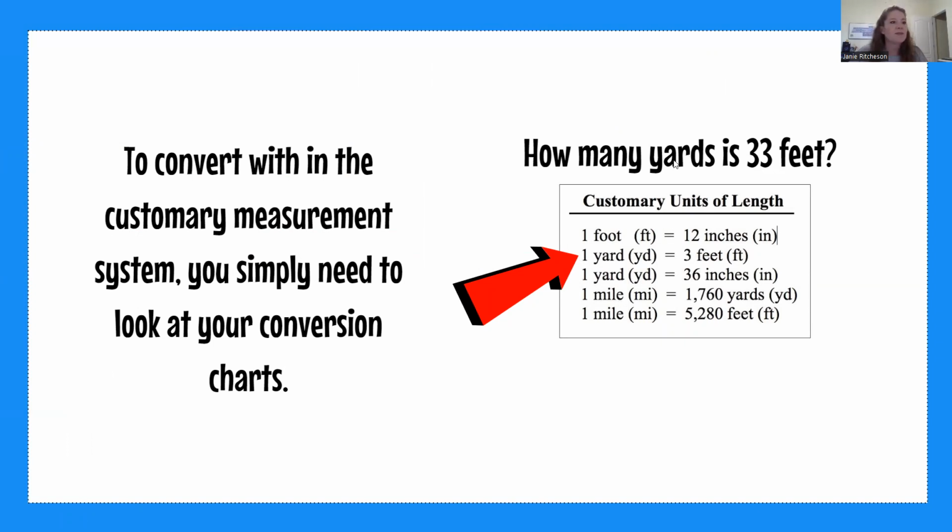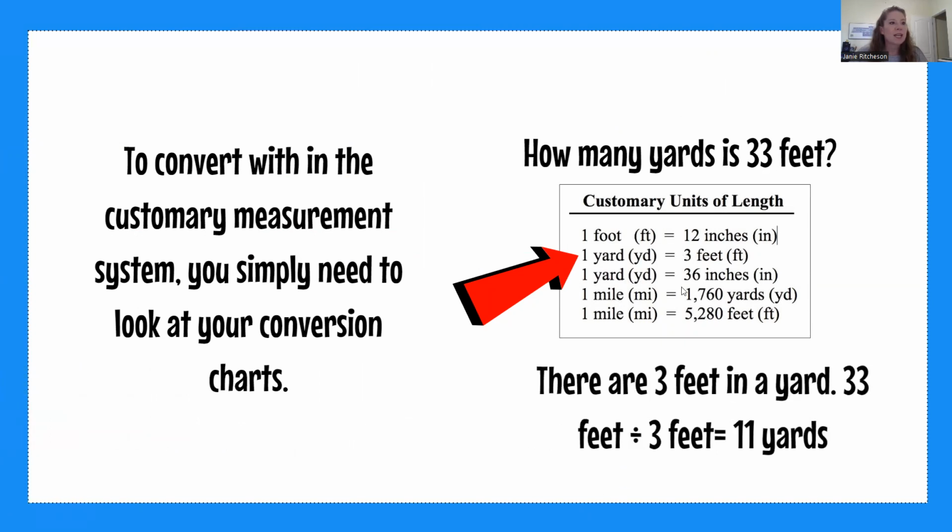Oh, I'm sorry. We're going to divide. I said it backwards. We're going to go from small to larger, so the directions say to divide. So we're taking our 33 feet. We're dividing it by 3 because there's 3 feet in every 1 yard. And so the answer is 11 yards.